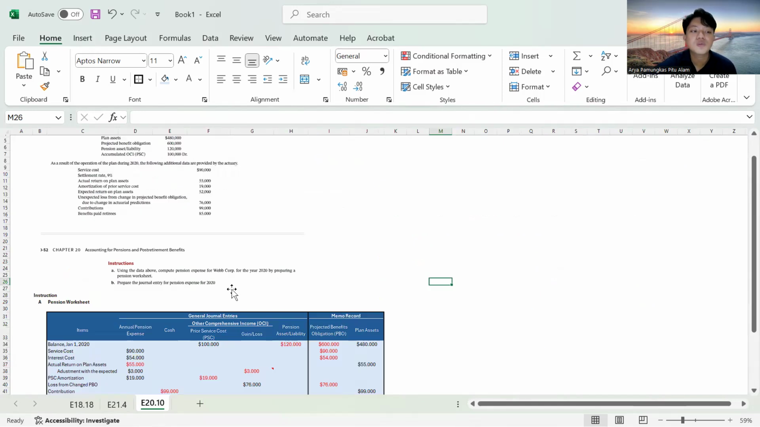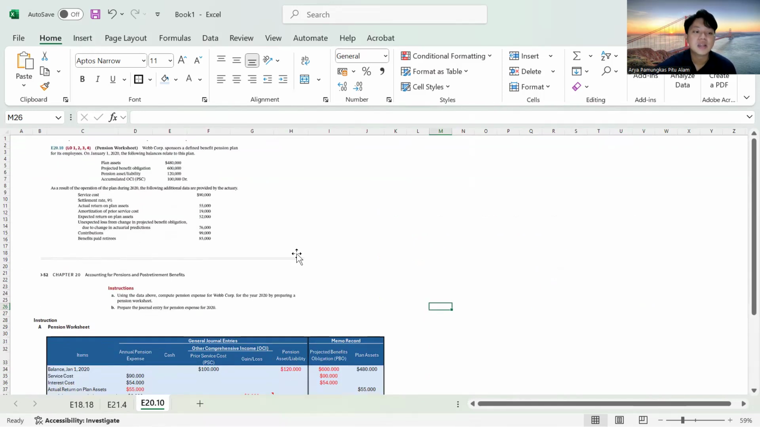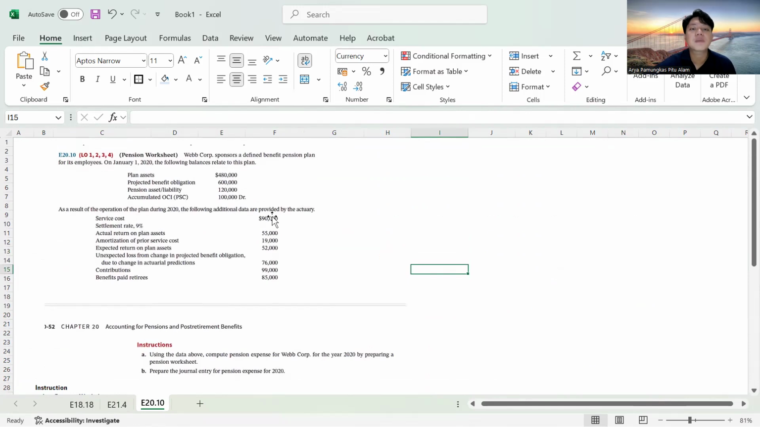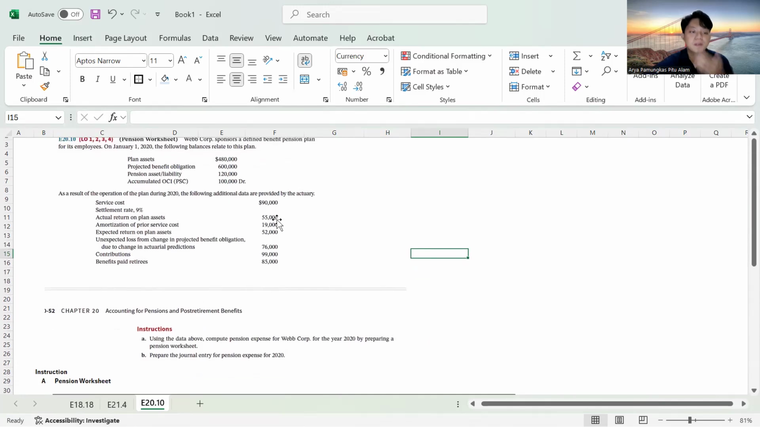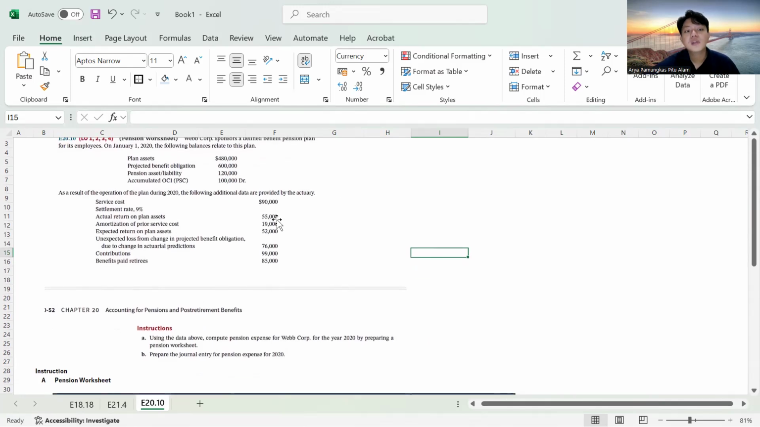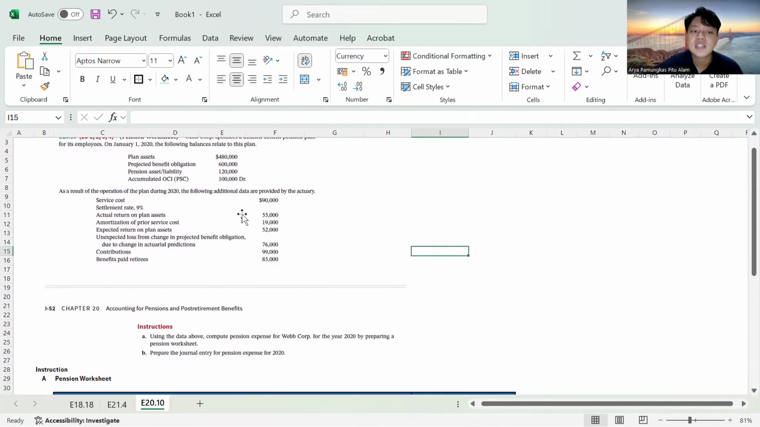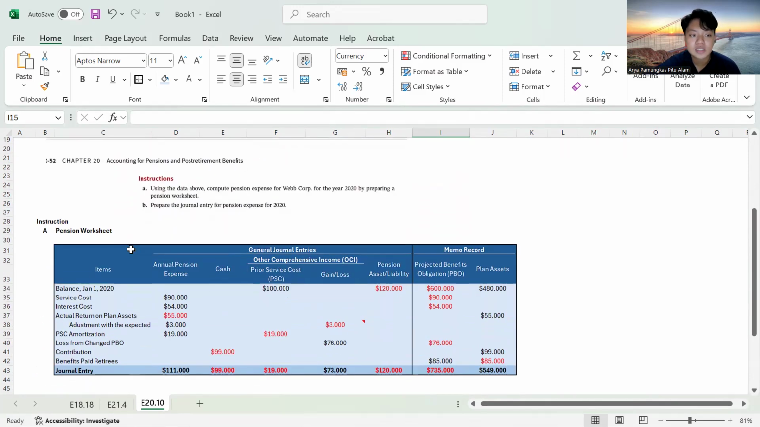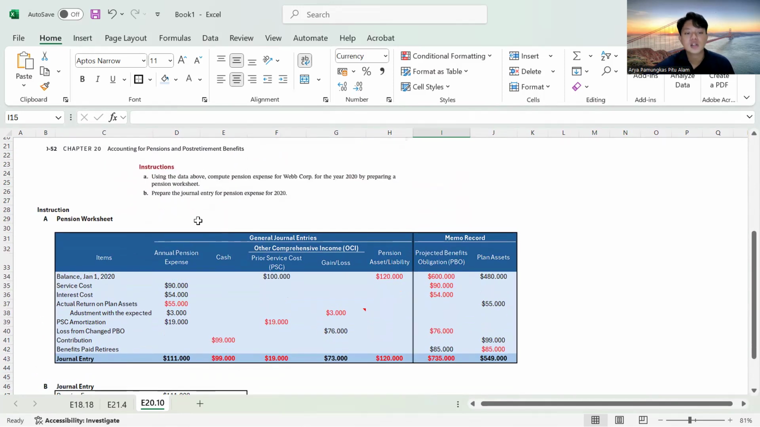And after we finish this E21.4, we are going to move to E20.10, which is going to talk about pension, specifically the pension worksheet. So, WebCorp sponsored a defined benefit pension plan for its employees on January 1st, 2020. The following balance related to this plan is here, and we are going to move it to the pension worksheet itself for instruction A.